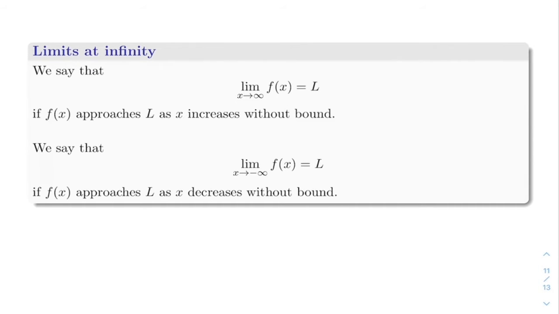So this will be our definition for limits at infinity. We will say that the limit when x goes to infinity of f is equal to L if f approaches L as x increases without bound. And the same thing, we will say that the limit of f when x goes to negative infinity is equal to L if f approaches L as x decreases without bound. So the key word is, in this case, we're studying when x increases without bound, and the second case is when x decreases without bound.